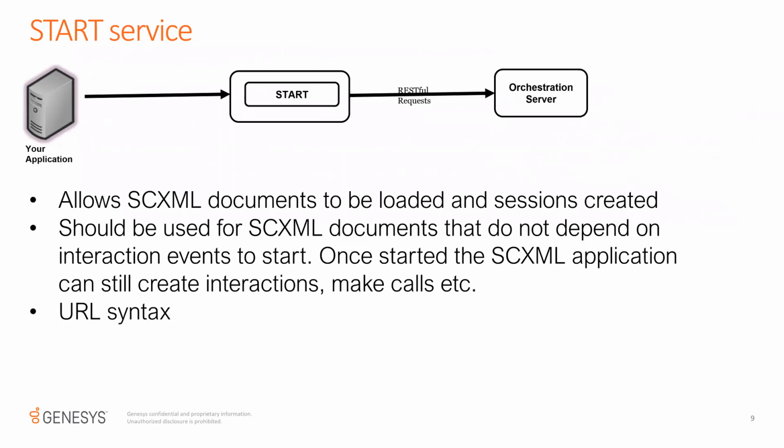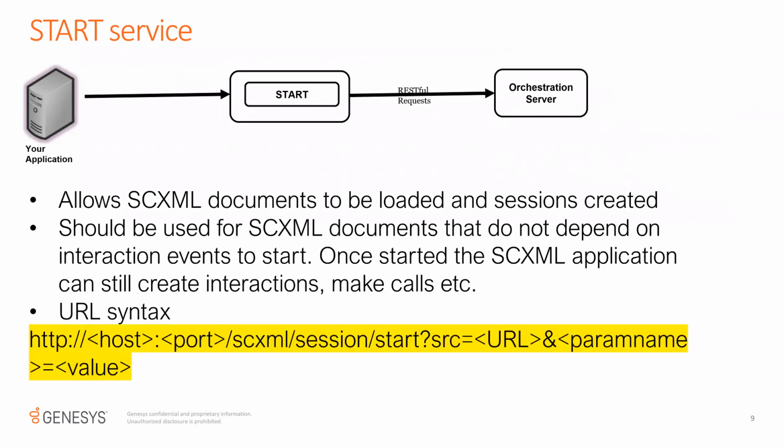The URL syntax which we will use in an HTTP request for the start service will contain the host of the orchestration server, the port, which is the HTTP port of the orchestration server, slash scxml slash session. And because it's a start service, we have start, and then we give the source of our scxml page which we want to trigger using the start service. And if there is any parameter which you want to pass at the start of the orchestration logic, you can send it here.